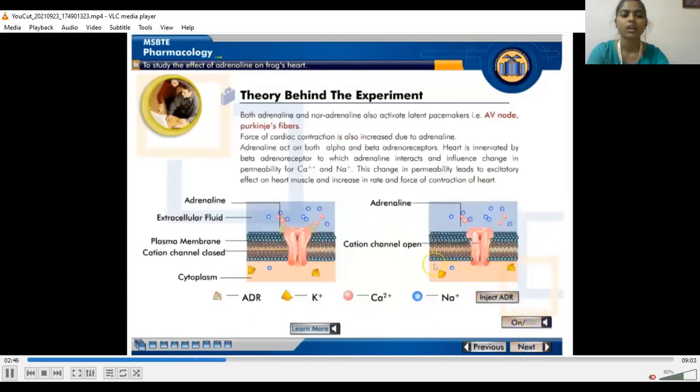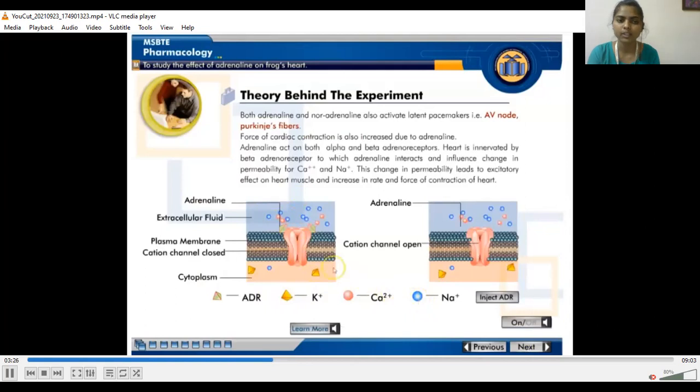Next, this is the receptor channel which is present on the cellular membrane. If we see the diagram, there are some ions like potassium and calcium ions, present in the extracellular as well as intracellular space. The calcium and sodium ions are present in the extracellular space along with the adrenaline. In the intracellular space, potassium and sodium ions are present.